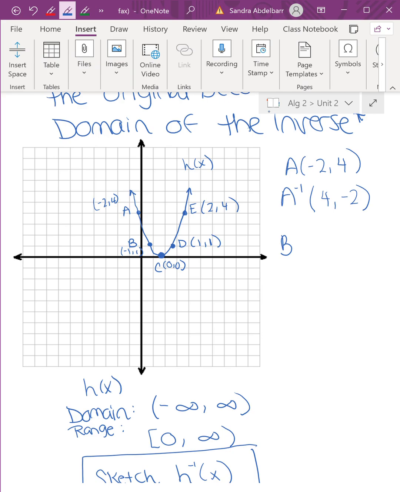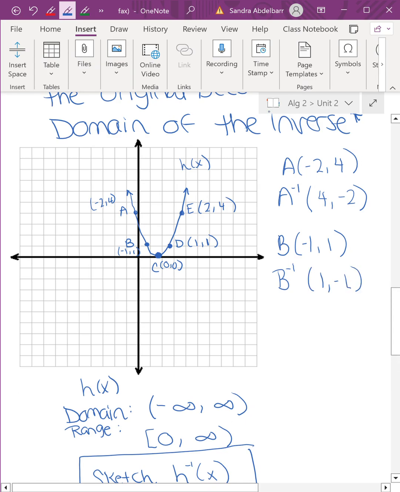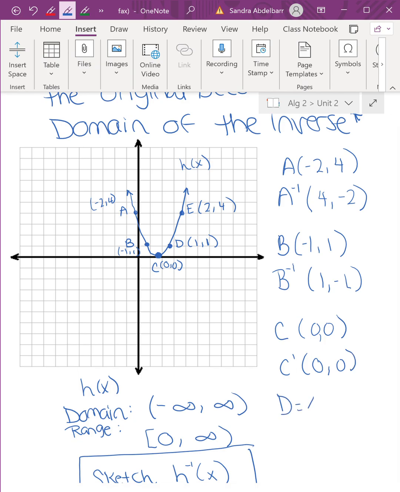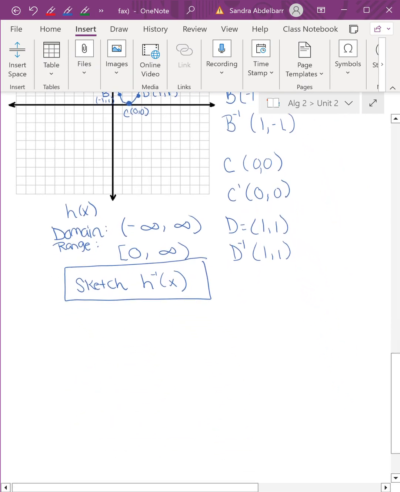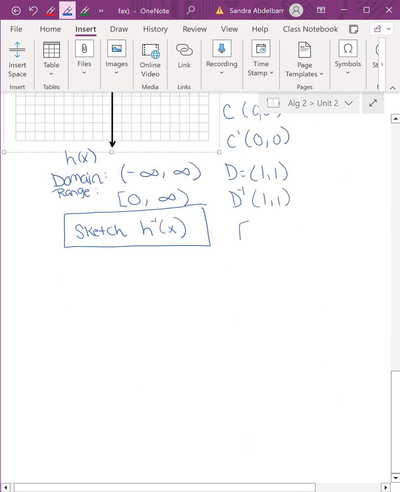The coordinate for B was negative 1, 1. So the inverse of B will be 1, negative 1. Let's keep going. C is 0, 0. The inverse of C will still be 0, 0. D is 1, 1. The inverse of D is still 1, 1. And last but not least, we have E is 2, 4. The inverse of E is 4, 2.